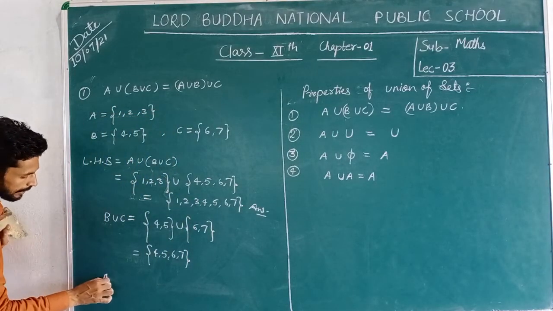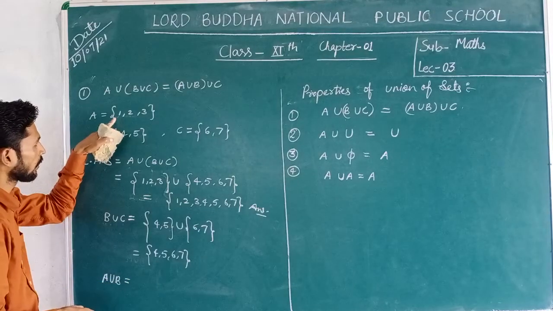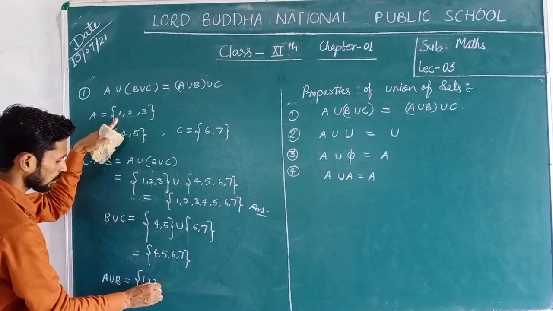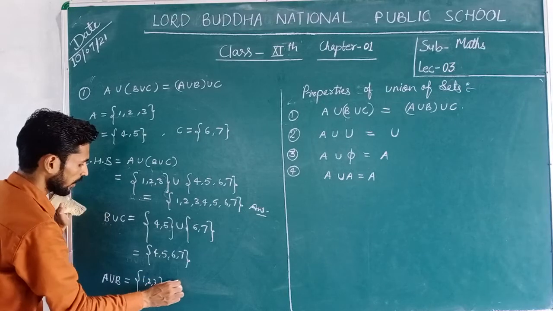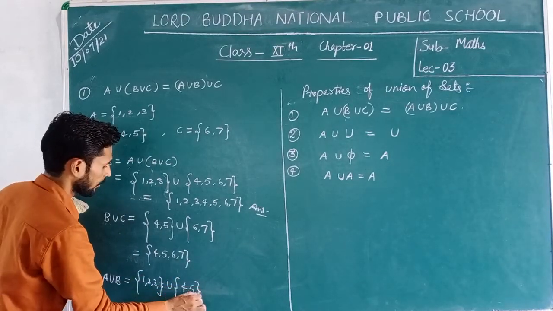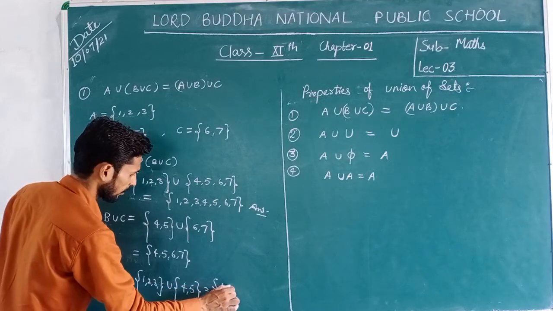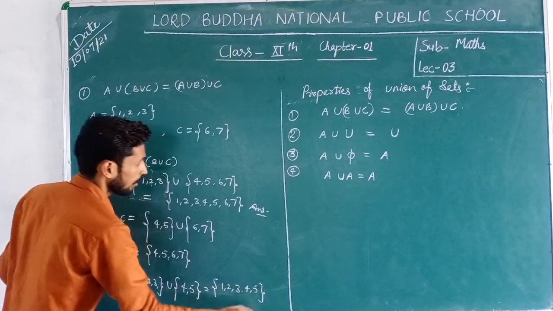Also we can find A union B. What is the value of A union B? In the set A, elements are 1, 2, 3, 4 and 3 only. Union, in the set B, elements are 4 and 5. So the answer for A union B is 1, 2, 3, 4 and 5.